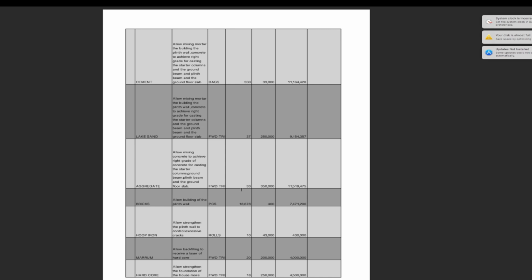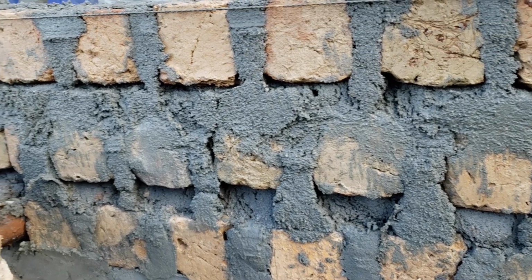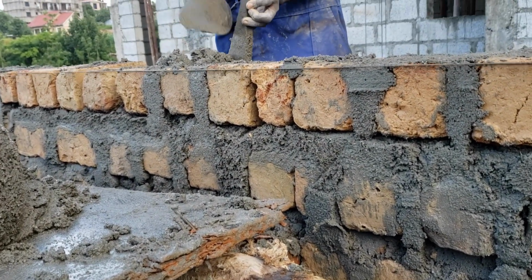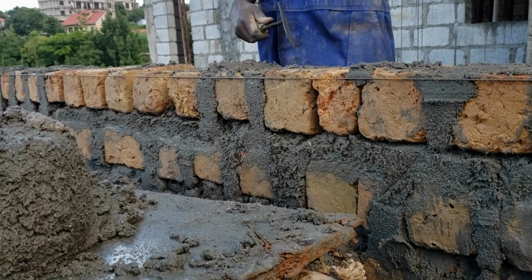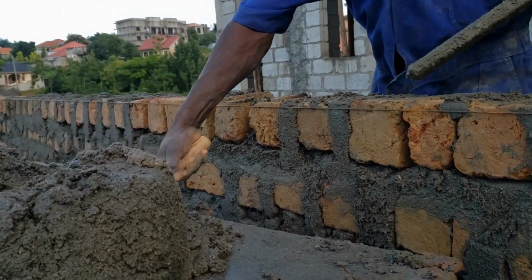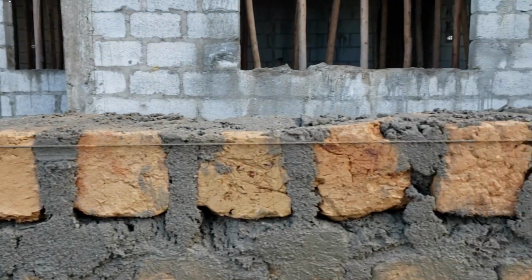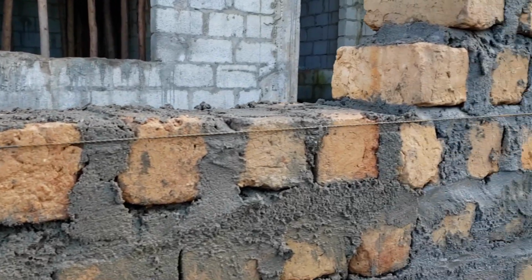We bought bricks. Bricks were for the plinth wall construction, and we bought 18,678 pieces. Each piece cost us 400 shillings because these are clay bricks, and that cost us 7,471,200 shillings.